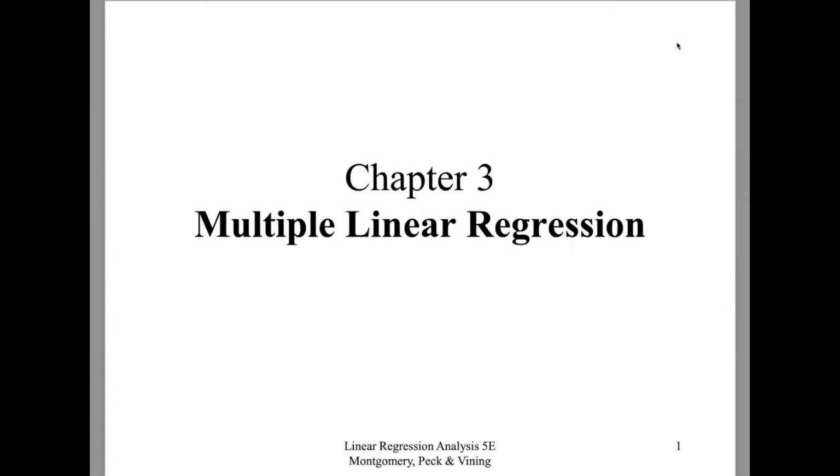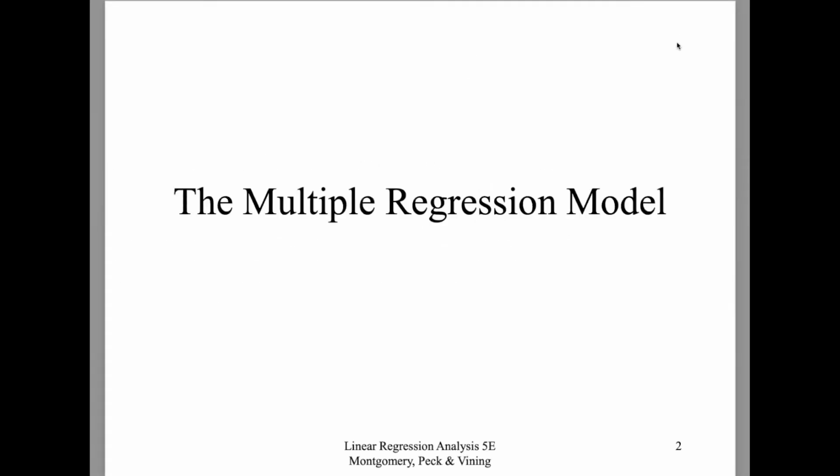Now, the first thing we'll do is look at the multiple regression model. Recall from chapter 2 on simple linear regression that a simple linear regression model is a linear regression model possessing a single explanatory variable, a single x variable. A multiple regression model, on the other hand, is a linear regression model that has two or more explanatory variables.